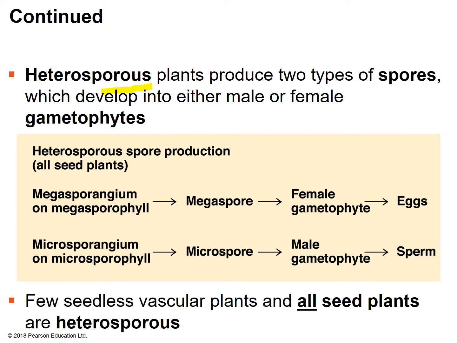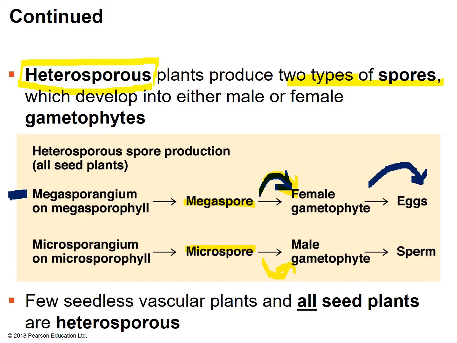Heterosporous plants produce two types of spores, microspores and megaspores, which develop into either male gametophyte or female gametophyte. Megasporangium on megasporophylls. Inside this megasporangium, we have megasporocytes, diploid cells, or megaspore mother cells that divide by meiosis and give rise to megaspore. This megaspore will divide by mitosis and give the female gametophyte. The female gametophyte will give rise to the egg.